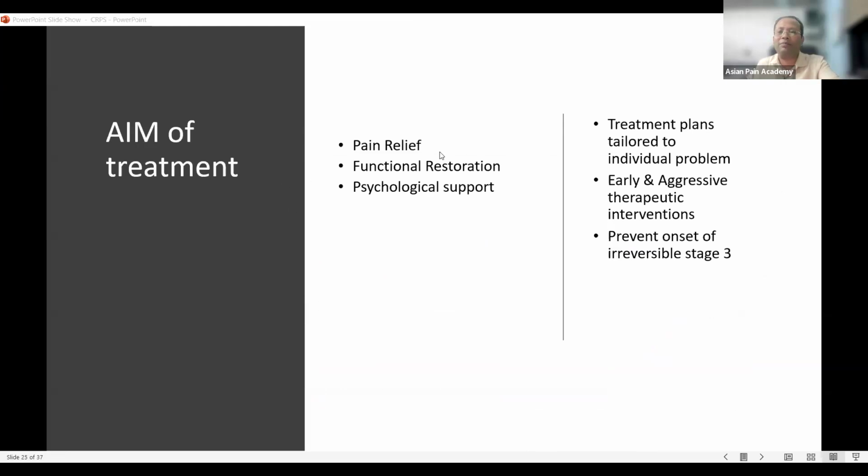So the aim of treatment is mainly pain relief, functional restoration, psychological support. These three things are our aim, and mainly to prevent the onset of irreversible stage 3. So that is the functional restoration. Okay, and you treat early. Treat early, and you should also know how to understand the prognosis. If there is no precipitating factor, prognosis is not good, so you cannot waste time.